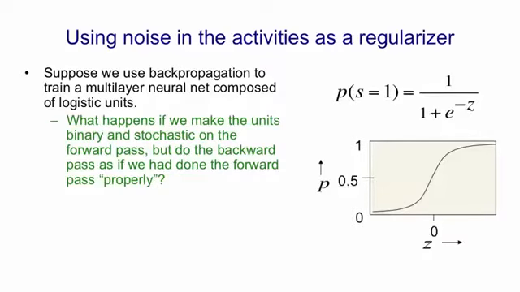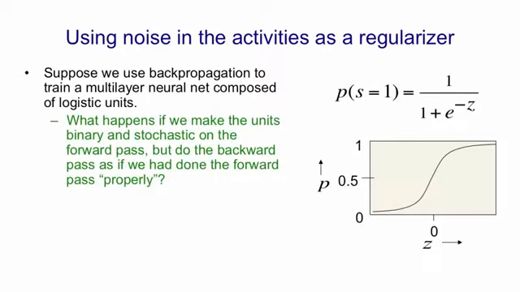So we're going to treat a logistic unit in the forward pass as if it's a stochastic binary neuron. That is, we compute the output of the logistic, p, and then we treat that p as the probability of outputting a 1. And in the forward pass you make a random decision whether to output a 1 or a 0 using that probability. But in the backward pass, you use the real value of p for back-propagating derivatives through the hidden unit.